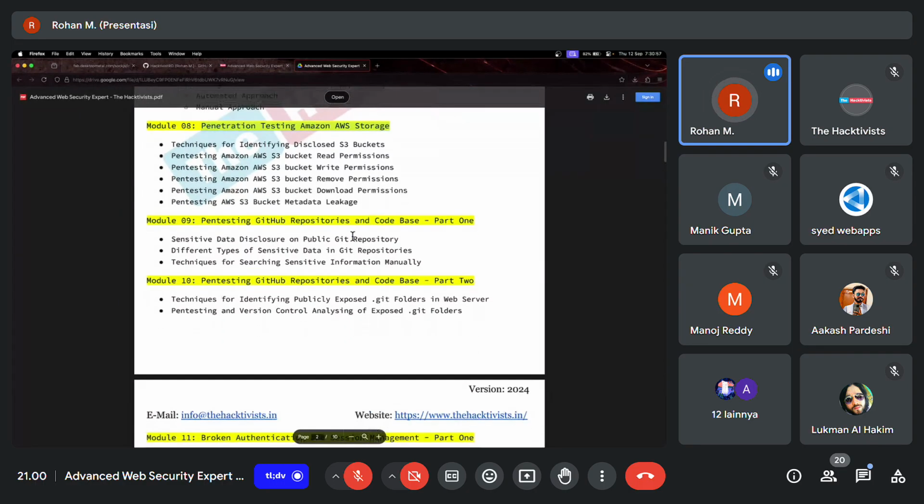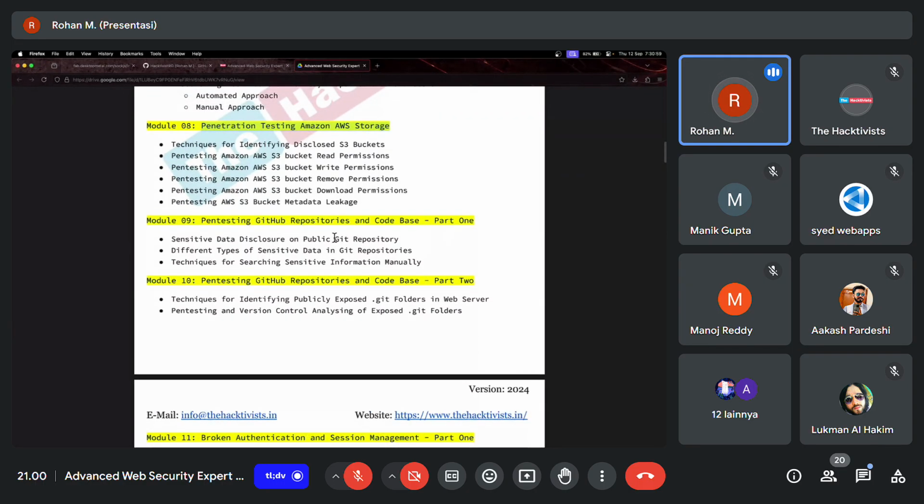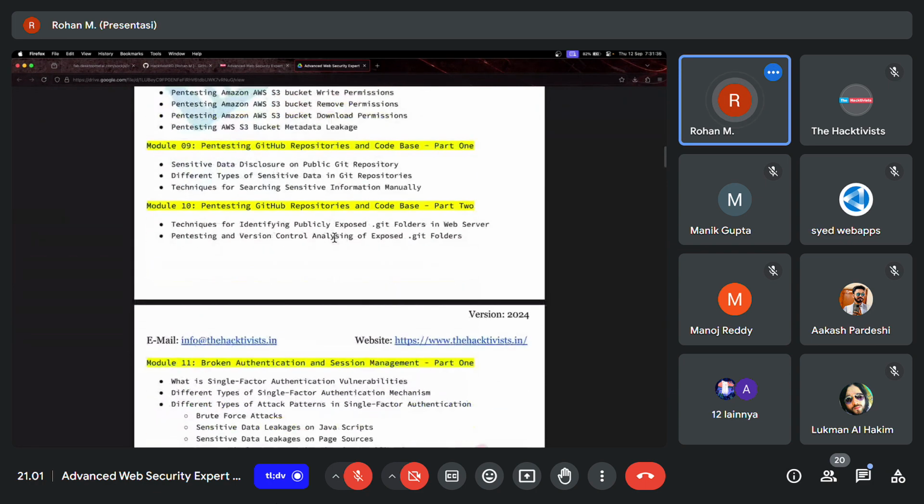Then the next part, module 9, module 10, are related to GitHub. GitHub is popularly used by organizations and developers for version control, for managing their source code. It is very important for an organization to enhance the security of how its assets and source code are managed. So we will also be looking at the various ways in which, as a bug hunter or pen tester, you can check and test the security of GitHub repositories that belong to your scope. So here we will be discussing them.